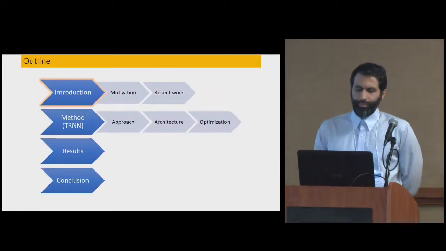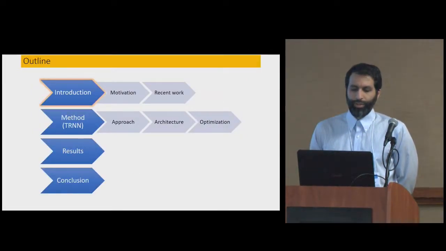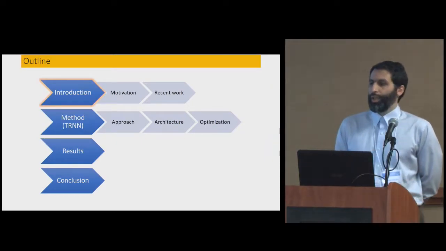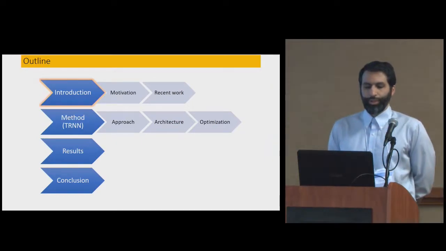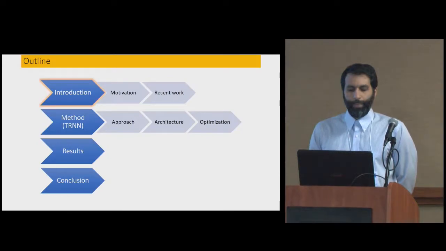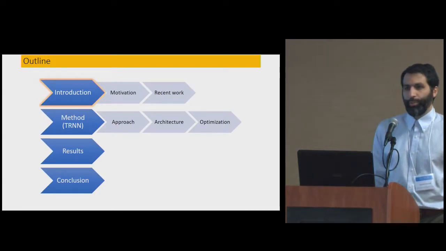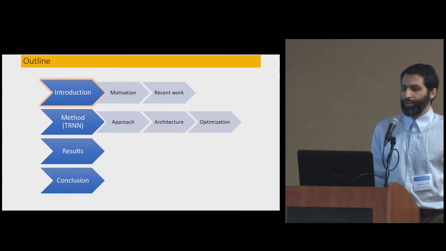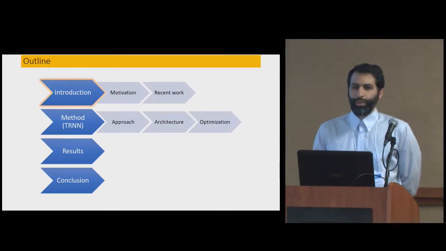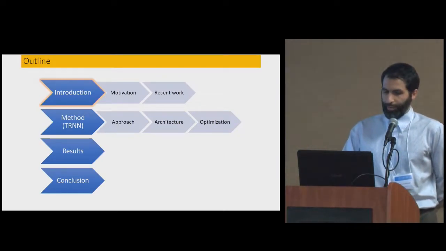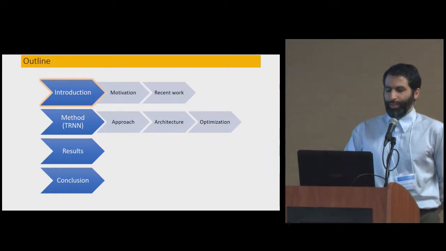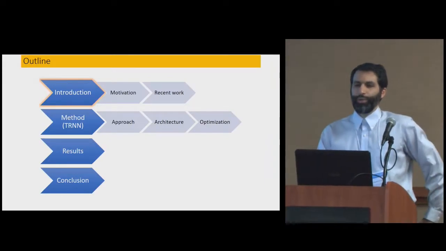So the outline of this talk: I'm going to talk about some of our recent published work on prediction in the context of multi-omics. And then the rest of the talk would be about continuing work on a specially designed neural network for this task.